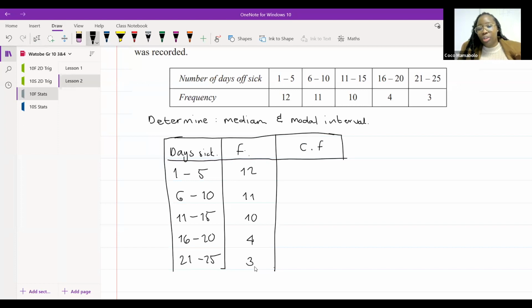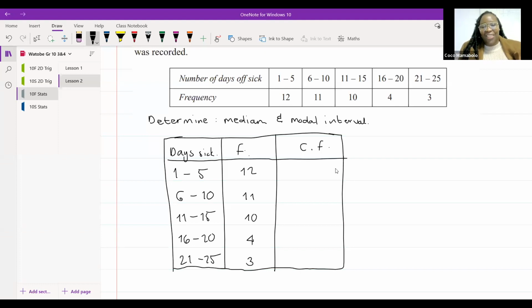Now, let's look at cumulative frequency, guys. Oh, you guys are the best. Thank you. Ma'am is the best. Yes, I'm the best at drawing. Thank you so much.